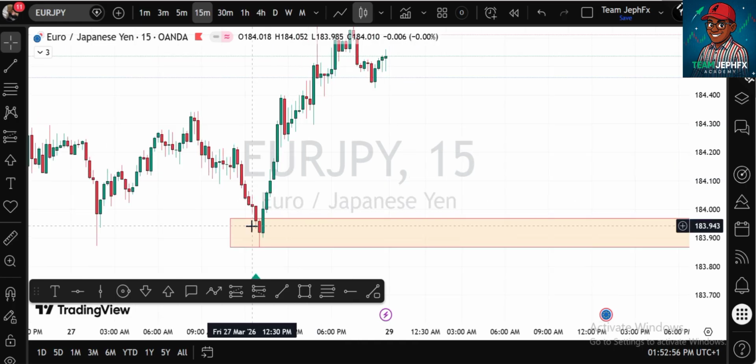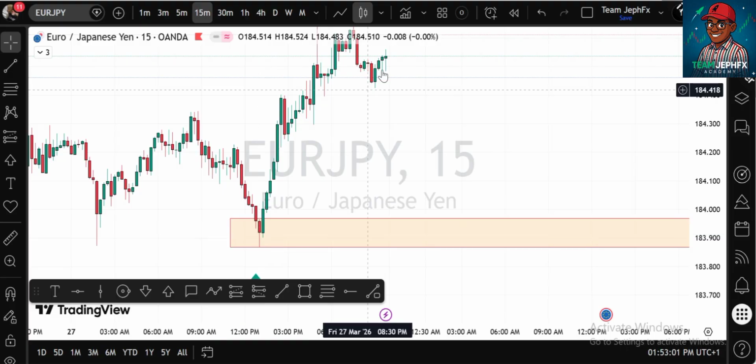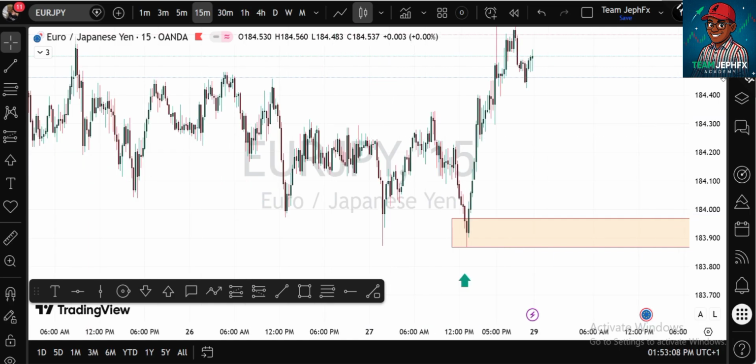So this is the particular candle that I'm looking out for my order block, and I'm expecting the market to come back inside here and tap into this zone before going up. And that one is for Euro JPY.